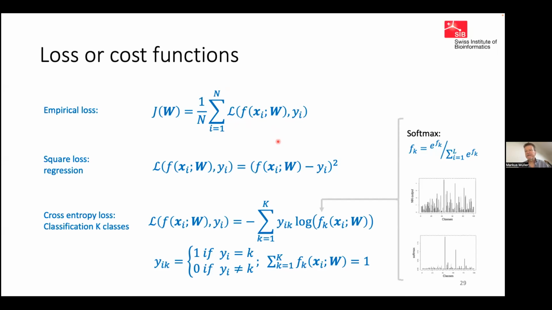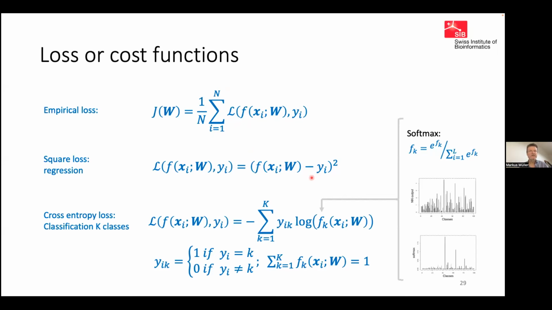Typically, we have these two losses here. We have the square loss, which is just the output of the neural network minus the desired or the target output. And then squared, we don't care whether it's too high or too low. We just care how far away from the target it is. This is often used for regression, but you can also use it for classification.